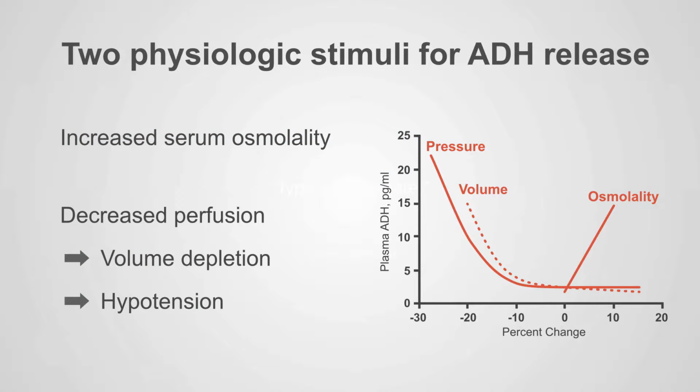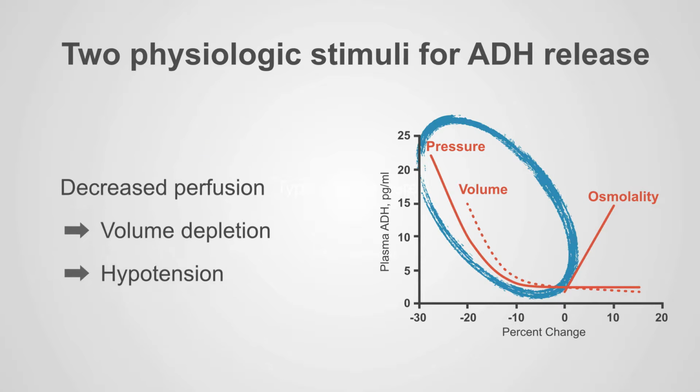There are two physiologic stimuli for ADH release: increased serum osmolality and decreased perfusion. First, let's look at increased serum osmolality. This really is irrelevant when it comes to hyponatremia, because this happens when you have increased osmolality or hypernatremia. So we don't need to worry about this when we're dealing with hyponatremia.